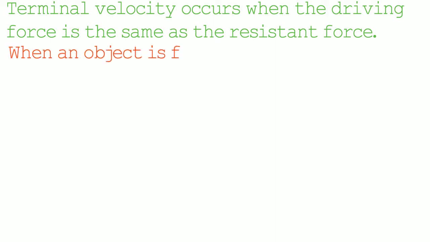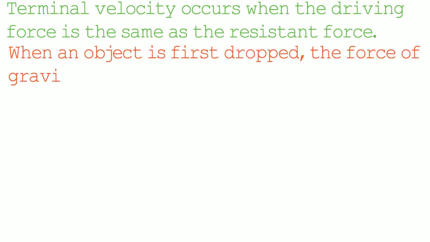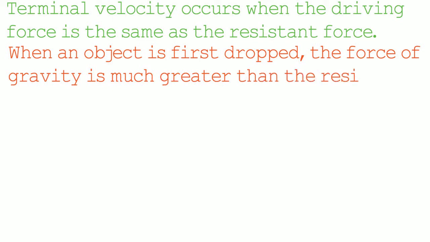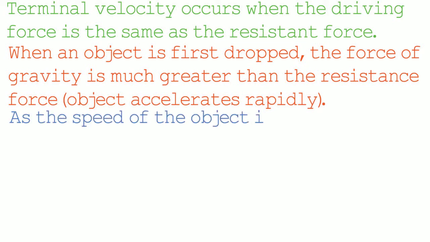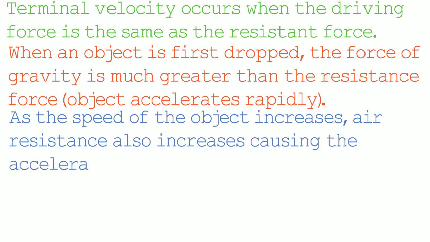When an object is first dropped, the force of gravity is much greater than the resistant force slowing it down. The resistant force will be air resistance. Therefore, the object will accelerate rapidly. As the speed of the object increases, air resistance also increases. This causes the acceleration rate to fall. The object's speed is increasing but at a decreasing rate.